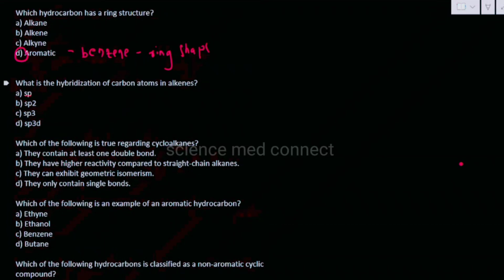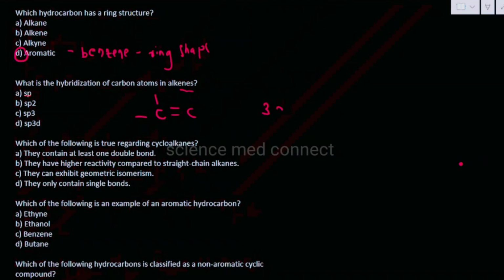The next question, what is the hybridization of carbon atoms in alkenes? So let's draw an alkene. So you can see in this carbon atom there are 3 sigma bonds. If there are 3 sigma bonds, the hybridization is sp2. The answer is B.